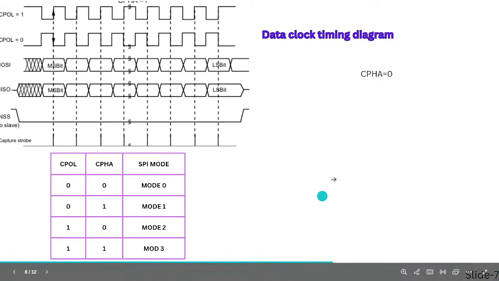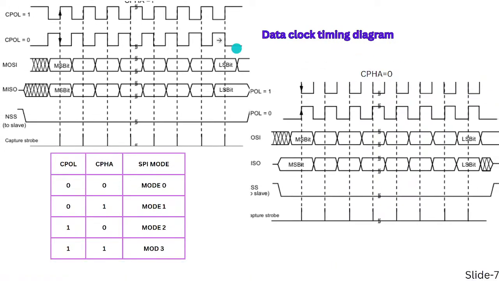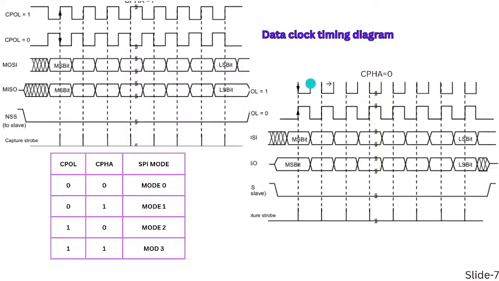Now we see clock phase will be 0. In this case, clock phase will be 1. Clock phase 0 means data can be sampled on the first clock edge, and clock phase 1 means data can be sampled on the second clock edge. This is the first clock edge, the second clock edge. Clock polarity 0 means initially the clock line is low, and clock polarity 1 means initially the clock line is high.